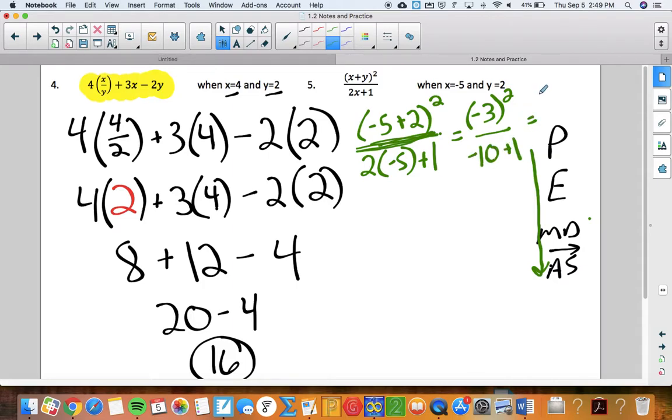So on top, I get a 9 because -3 times -3 is a +9. On the bottom, I get a -9. So that gives me a -1.